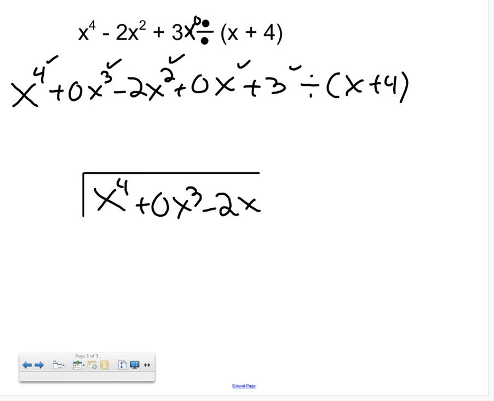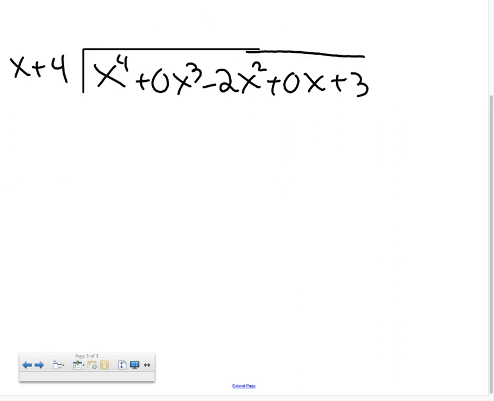Minus 2x squared plus 0x plus 3. Extend this bar a little bit here. And then my binomial is the one that goes on the outside. And then from here on out, it's just the exact same process we did with the other example. So let me give myself some space here. Check my leading terms, get them to be equal, subtract and bring it on through. So how do I make an x into an x to the 4th? Well, I multiply it by an x cubed.